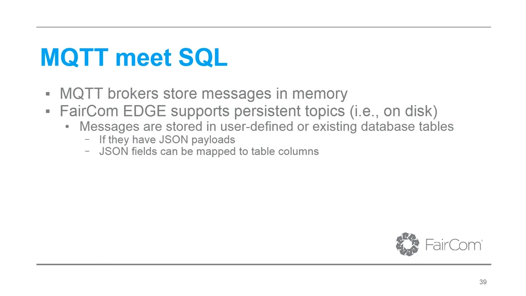These are stored in tables, on disk, and there's a great deal of flexibility here. I'll show you this with the demo. You can store them in user-defined tables: you say, here's my table name, here's my column names. You can also map them to existing tables, if that makes sense. And we do a lot by way of JSON, so we assume that the payload is a JSON document. When it's a JSON document, we can go a little bit farther. We parse those documents, extract those properties, and then put them in different columns within our table.